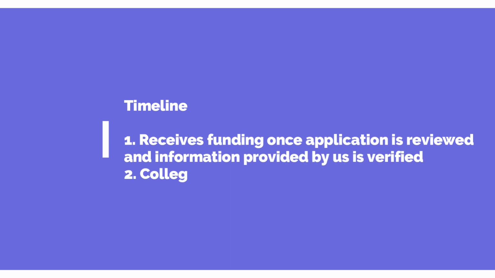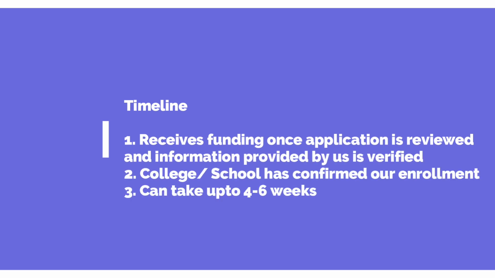Now, once our funding has been calculated, the Ministry of Colleges and Universities notifies us how much we are receiving. Also, guys, how much time does it take? We will receive our OSAP funding after our application has been reviewed, information has been verified, and we have provided the supporting documents to them. And also our school or college has confirmed our enrollment. This can take up to 4 to 6 weeks.